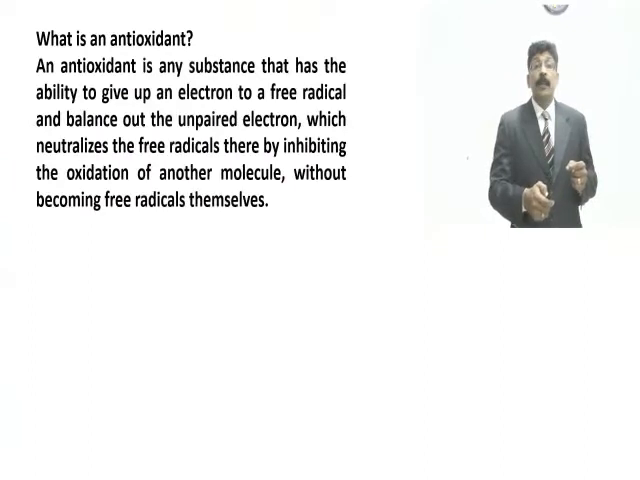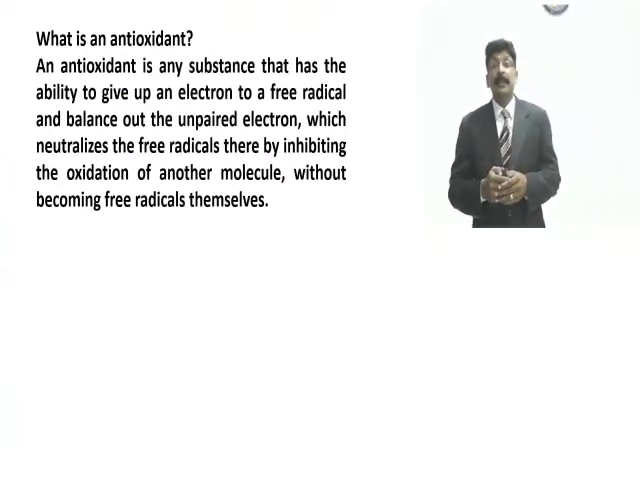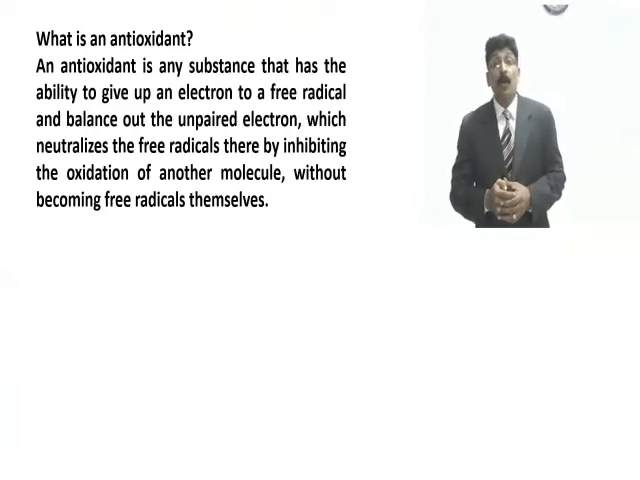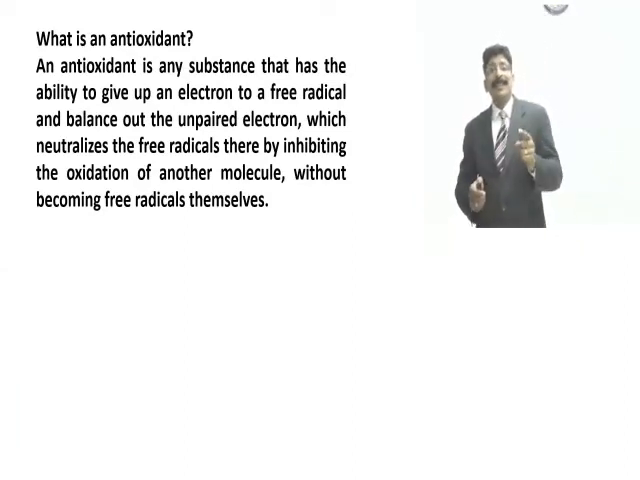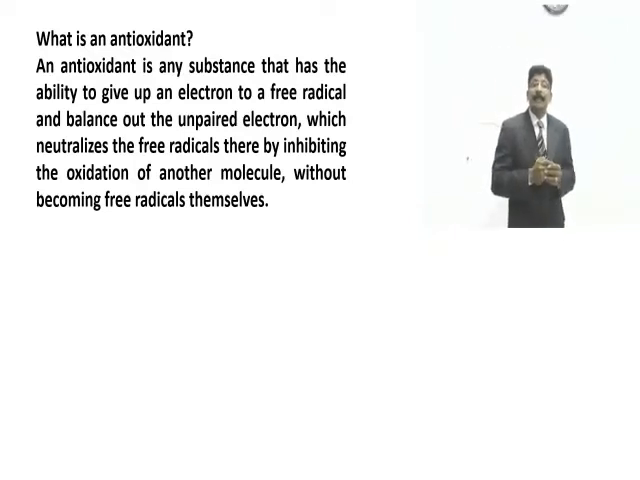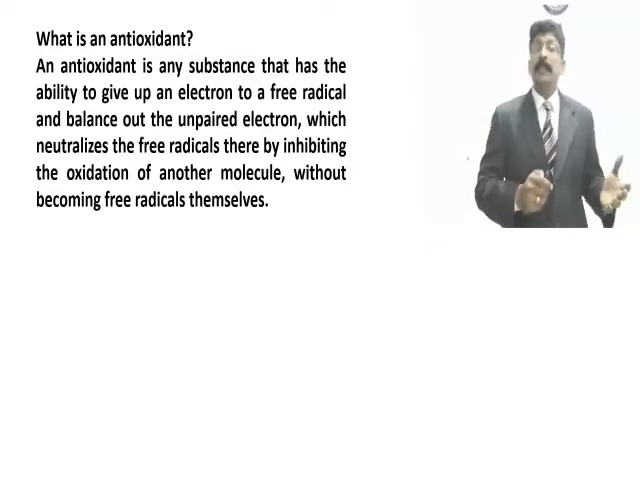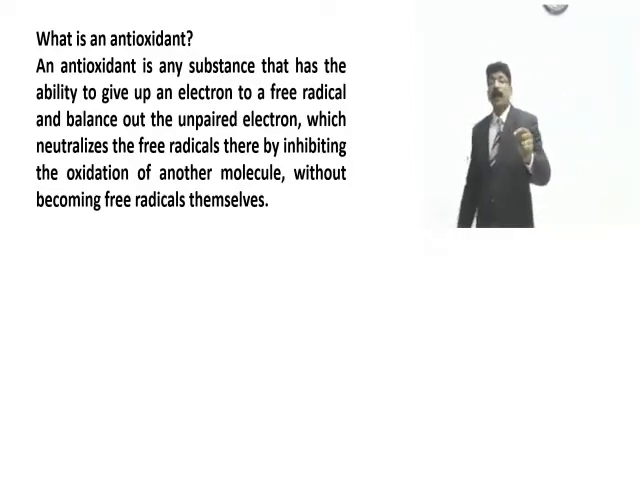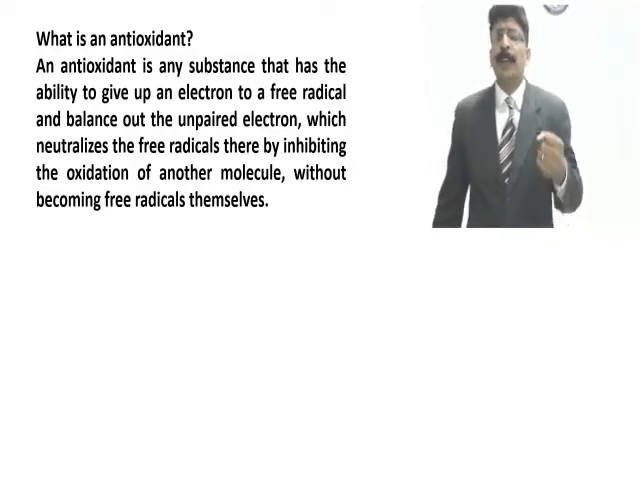So what is an antioxidant? An antioxidant is a substance that has the ability to give up an electron to a free radical and balance out the unpaired electron, which neutralizes the free radical, thereby inhibiting the oxidation of another molecule without becoming a free radical itself. So here we should know what the problem is if there is a free radical in our body.